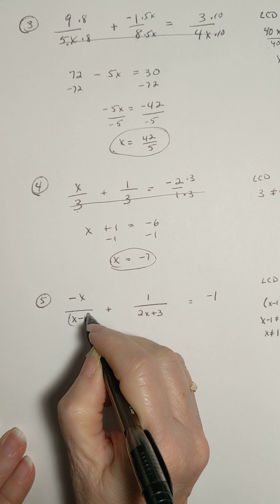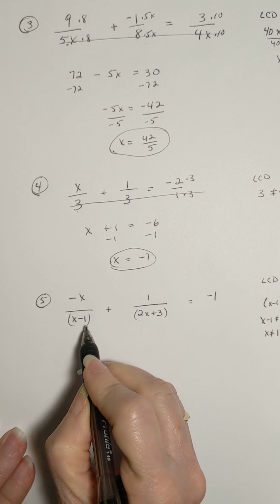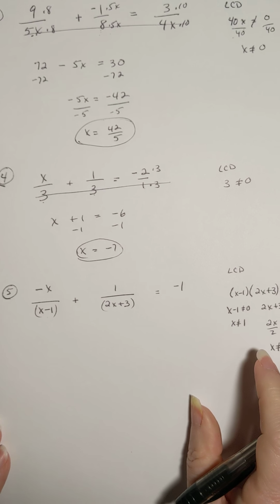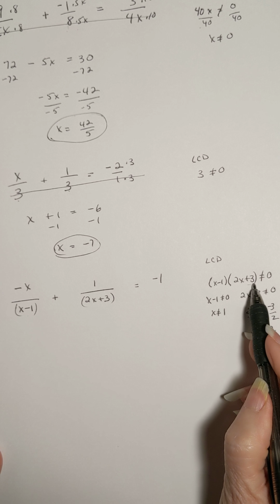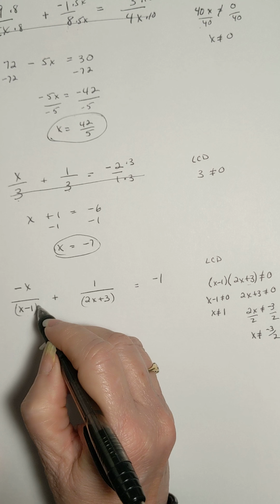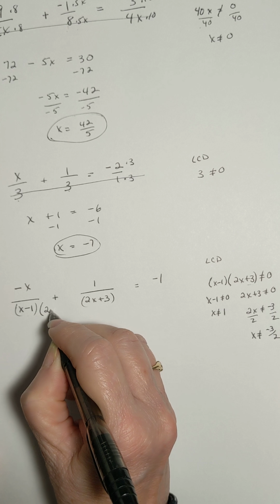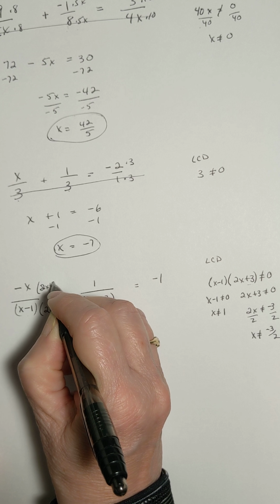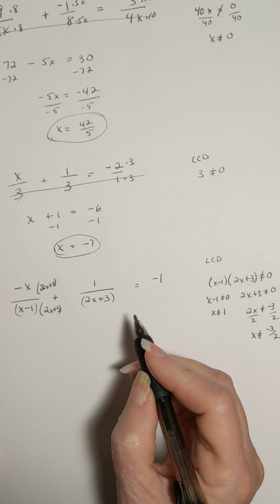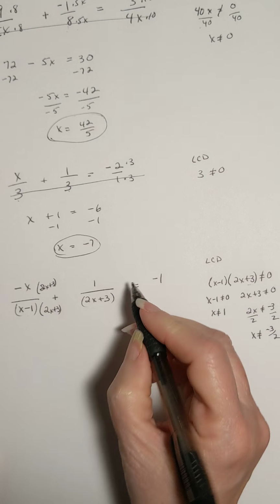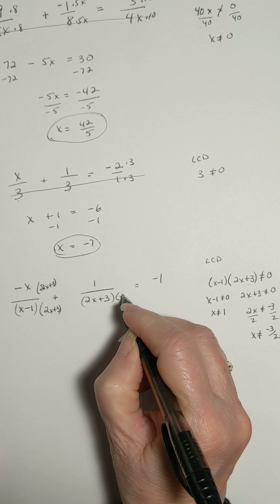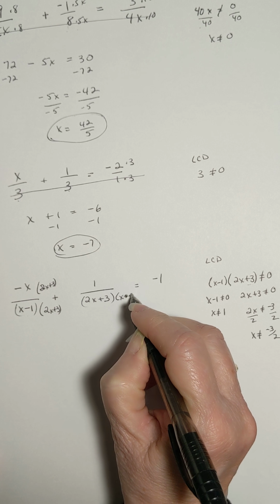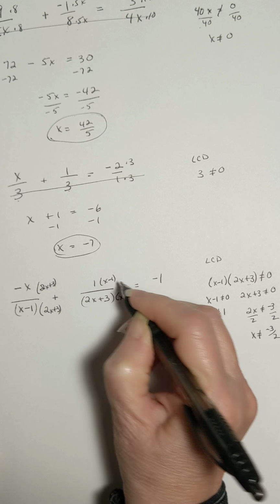So now, this one has the x minus 1. It needs the 2x plus 3. So I'm going to multiply over here, numerator and denominator, by 2x plus 3. This one has a 2x plus 3. It needs the x minus 1. So I'm going to multiply numerator and denominator by x minus 1.